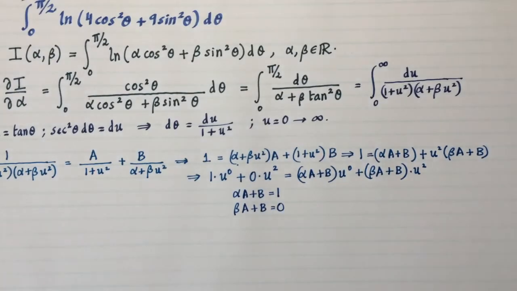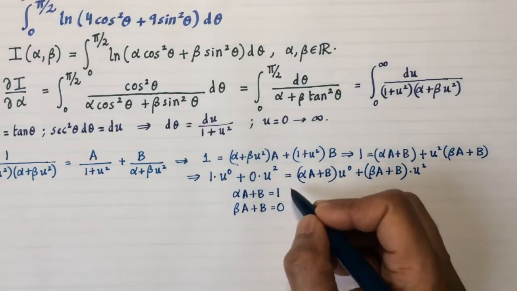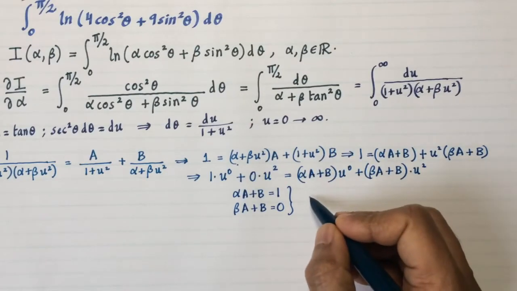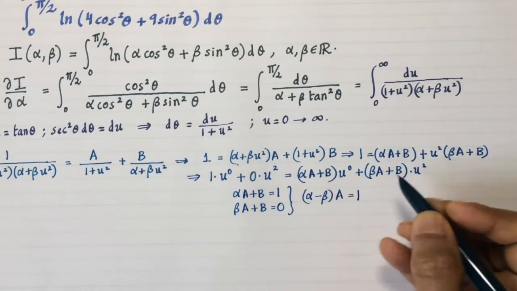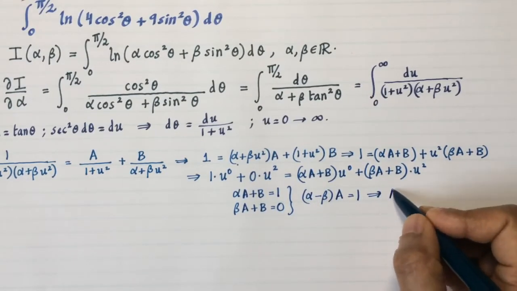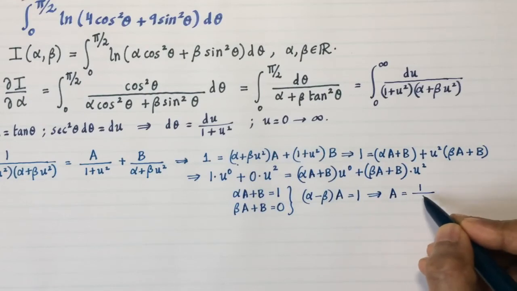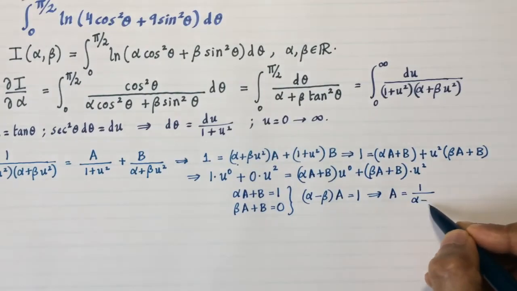One way to solve the system is to subtract, getting rid of b. So I'll get (alpha minus beta) times a equals 1. Well, that immediately tells me what a is. A is 1 over alpha minus beta.